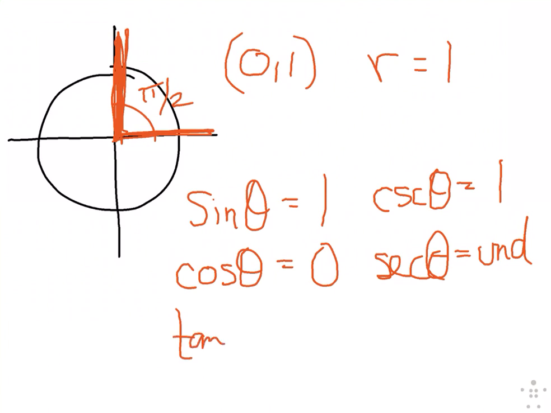Tangent is the y-coordinate divided by the x-coordinate. What's 1 divided by 0? Undefined. And then cotangent, if you flip it, becomes 0 divided by 1, which is 0.